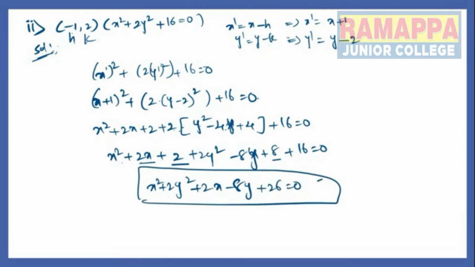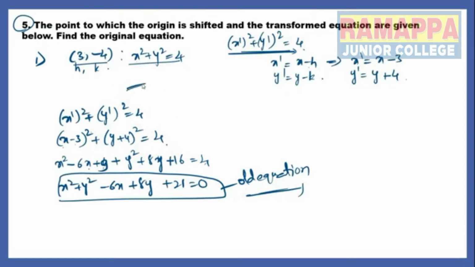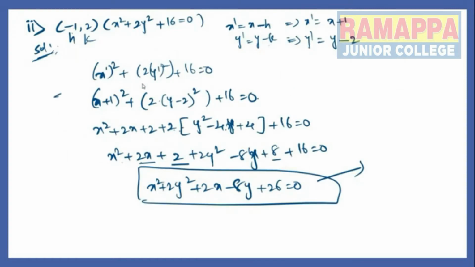So this one is the old equation, the original equation. These are the two questions: this is the first one and this is the second one. So the fifth question, first and second parts, are completed.